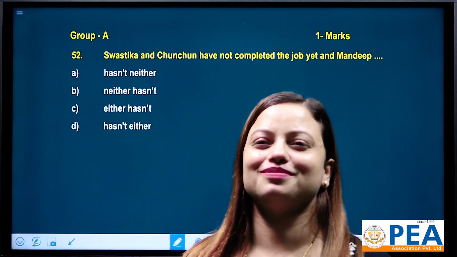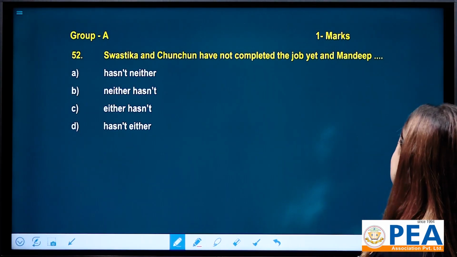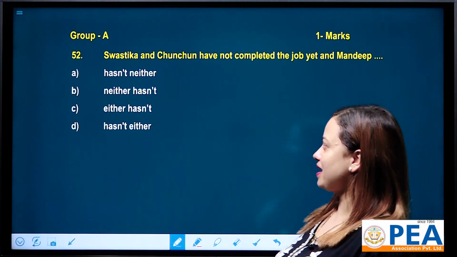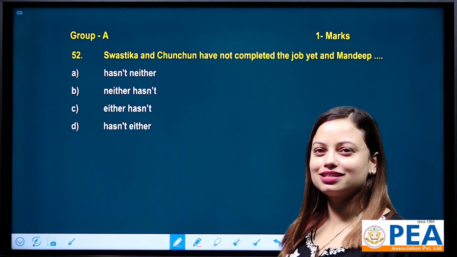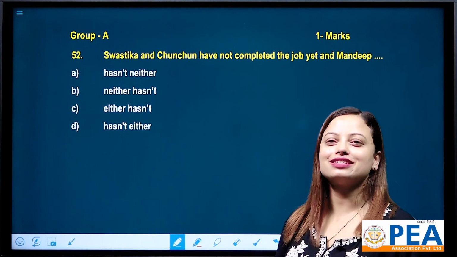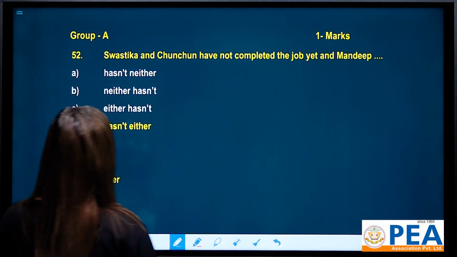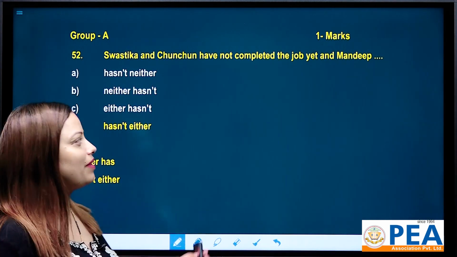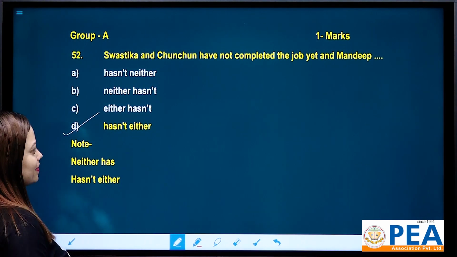Let's go for question number 52. Swastika and Chunchun have not completed the job yet, and Mandeep. Our options are, option number A, hasn't, neither. Option number B, neither, hasn't. Number C, either, hasn't. Option number D, hasn't, either. And your answer is, okay, Swastika and Chunchun have not completed the job yet, and Mandeep hasn't either. This is your correct option here.